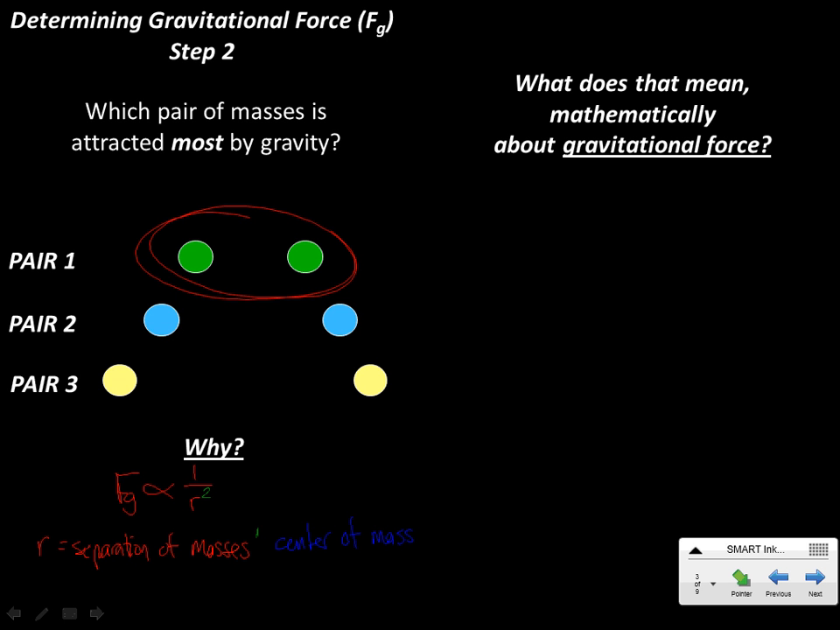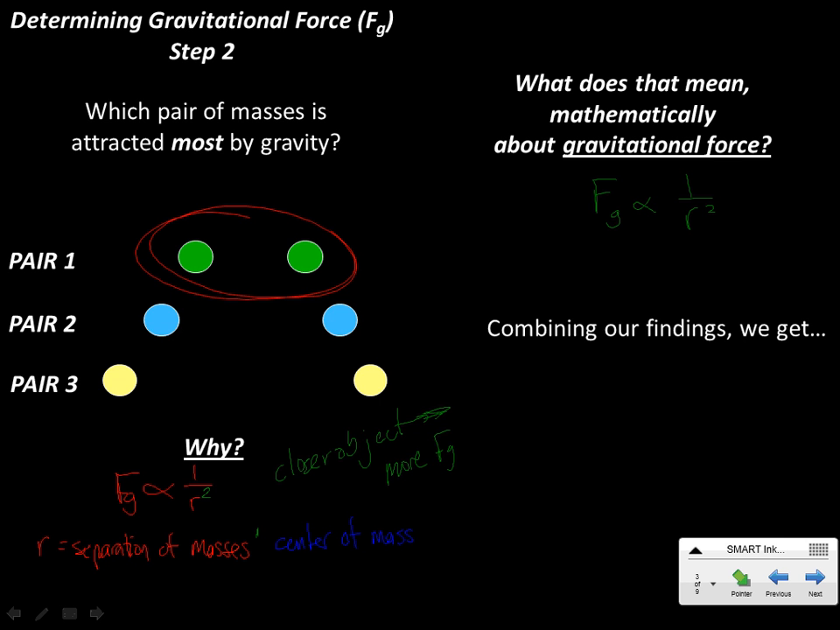Anyway, what does it mean gravitationally? Well, I guess what I probably should have put in here is closer objects lead to more gravitational force. And this is what's supposed to go up here, right? That Fg is inversely proportional to the square of the separation.